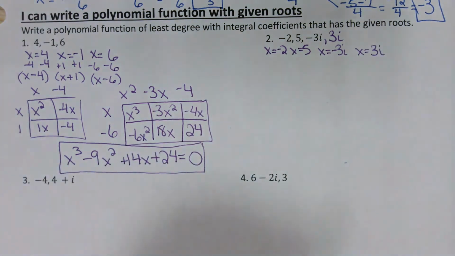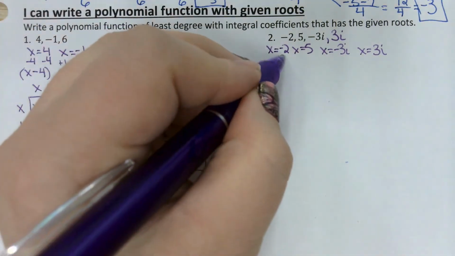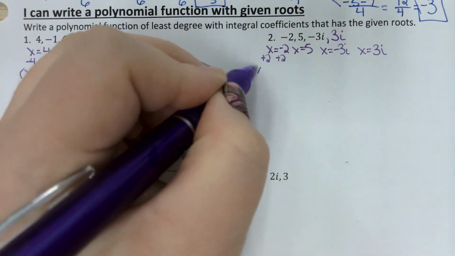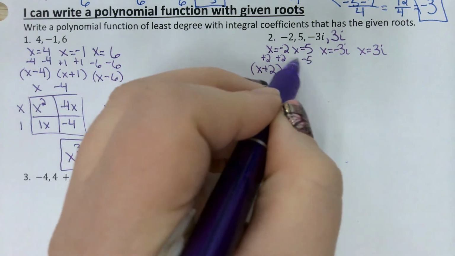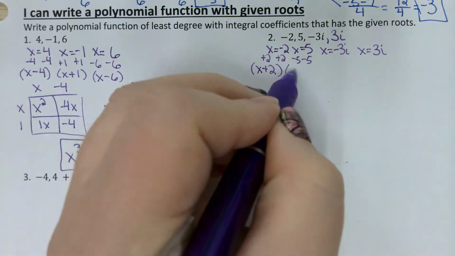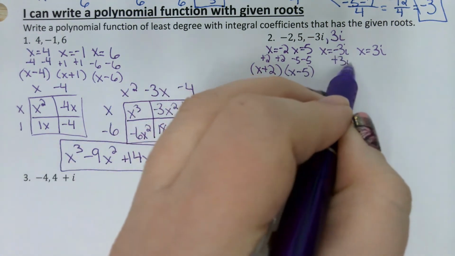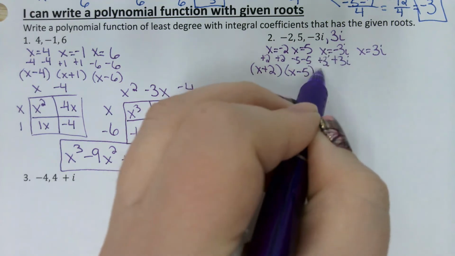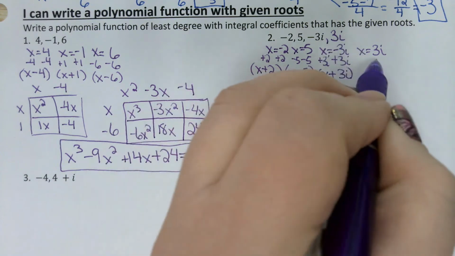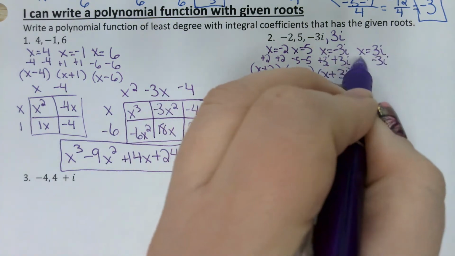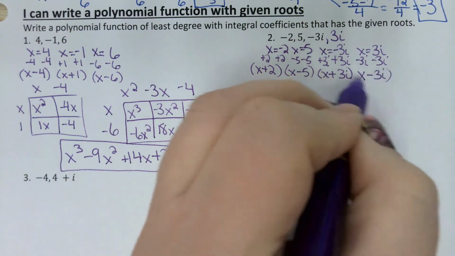And we need to rewrite them so that x is on the same side as the number. So we'll add 2 to both sides, x plus 2. That's a factor. We'll subtract 5 from both sides. X minus 5 is a factor. Add 3i to both sides. X plus 3i is a factor. Subtract 3i from both sides. And x minus 3i is a factor.